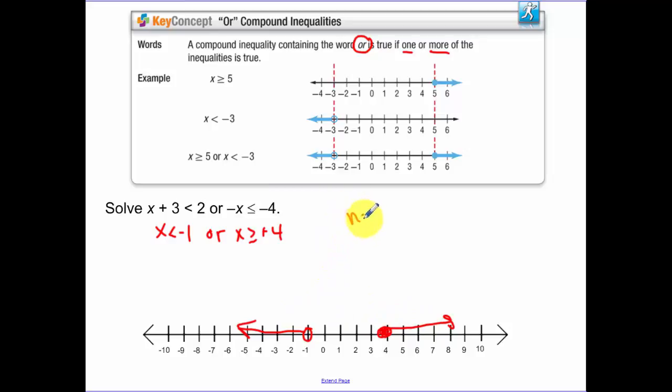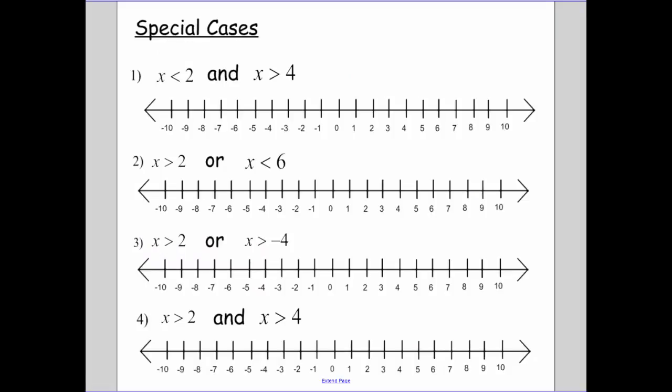And there's no shorthand for writing an or. There's no shorthand for this. It is one or the other. With an and, there's a shorthand for it. Now with compound inequalities, there are some special cases.